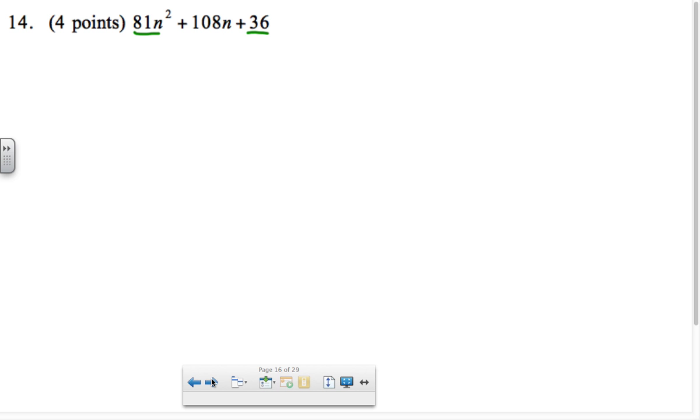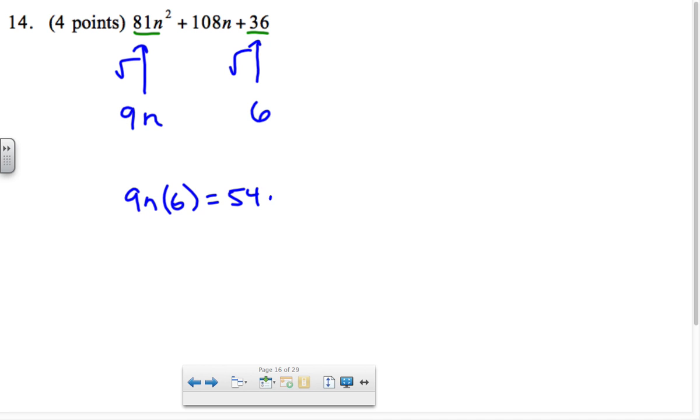And again, you could do these with the box method, but you're going to get really big numbers, and I think it's going to take you a while. If you see perfect squares, I want you to start by square rooting those. So if I square root 81, I get 9. Square root of n squared is n. If I square root this, I get 6. Now, in order for the pattern to work, the product of those two, which is 54n, doubled should equal the middle term, which it does.